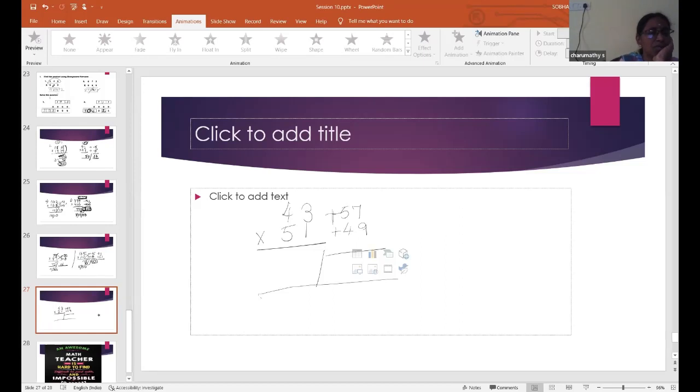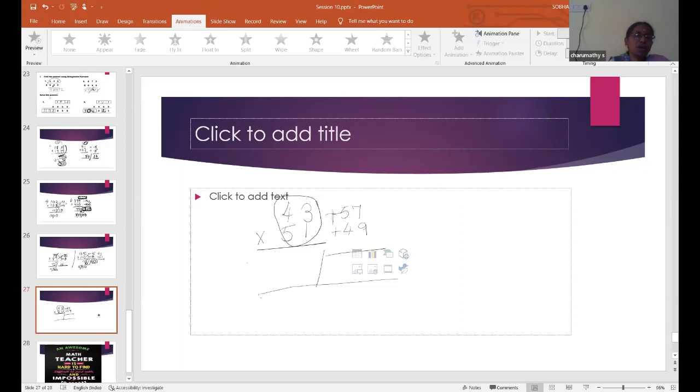It will come up to 2793, correct? Yes, ma'am. This kind of sums, when you come across them, where the numbers are near to the base or have deviated a little bit from the base, that is the pattern.